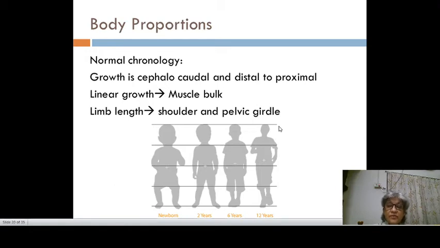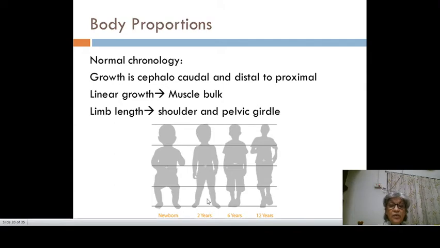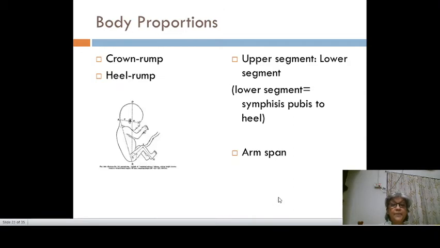And what is very important here is the upper segment to lower segment ratio. As we see in this picture, in the baby, if this is the midpoint, that is the umbilicus, and we consider this as the upper segment and this as the lower segment, both are almost equal. Whereas in a 12-year-old child, the upper segment is much smaller than the lower segment. So the ratio is changing.